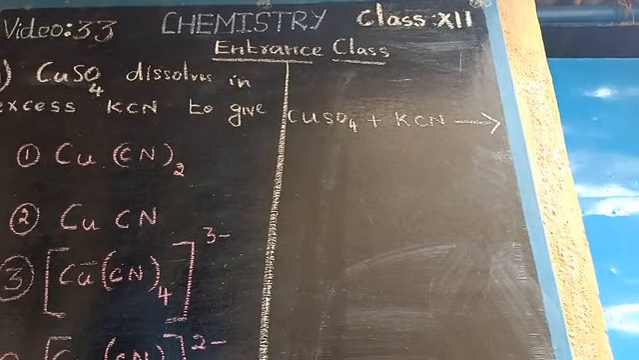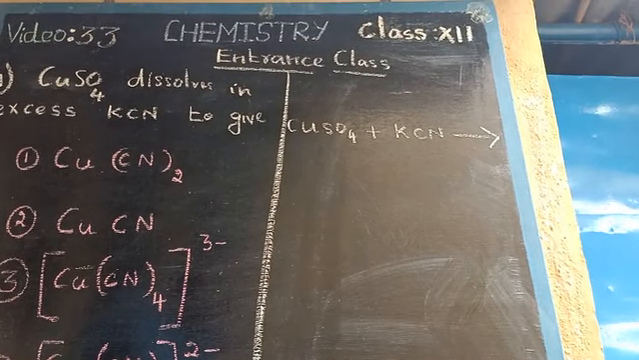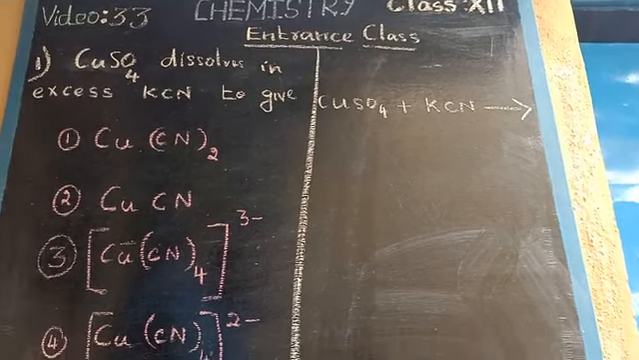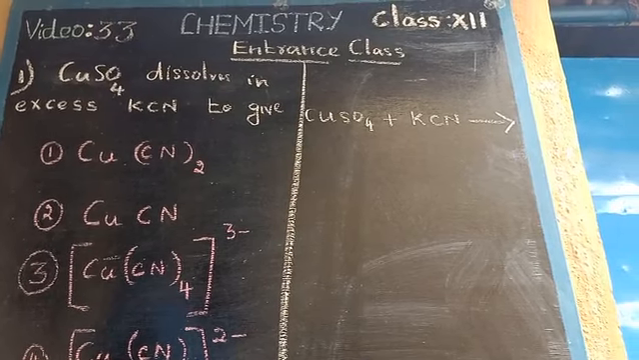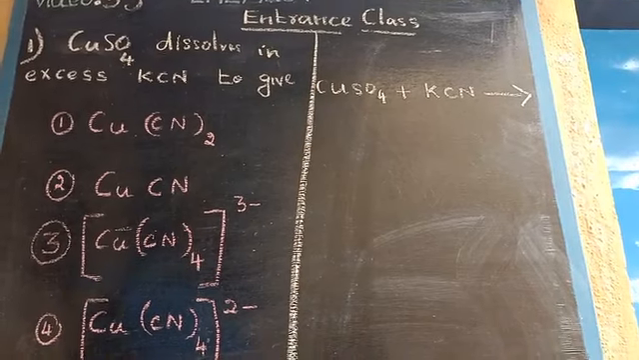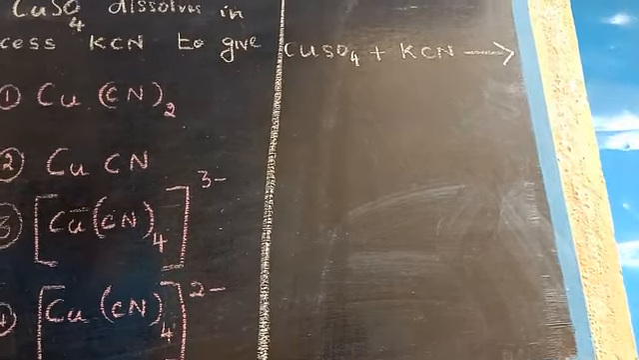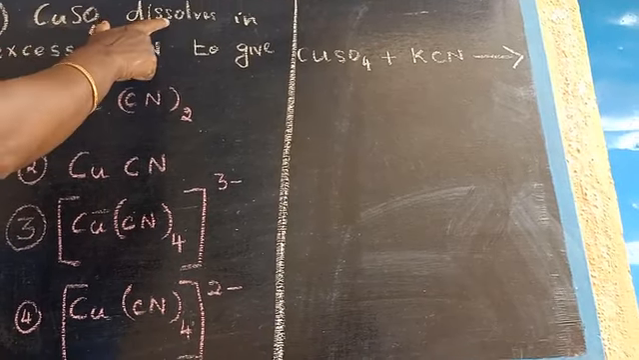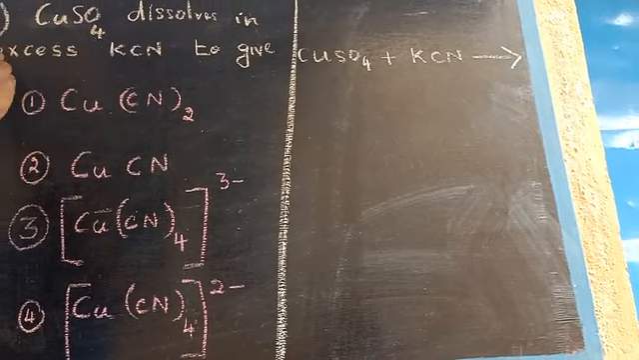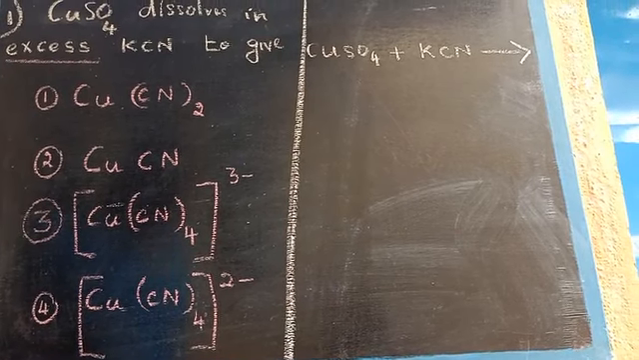This session we discuss the entrance class one word question, in unit 4, transition elements topic. Now see the first question. Copper sulphate dissolves in excess potassium cyanide to give what is the product?